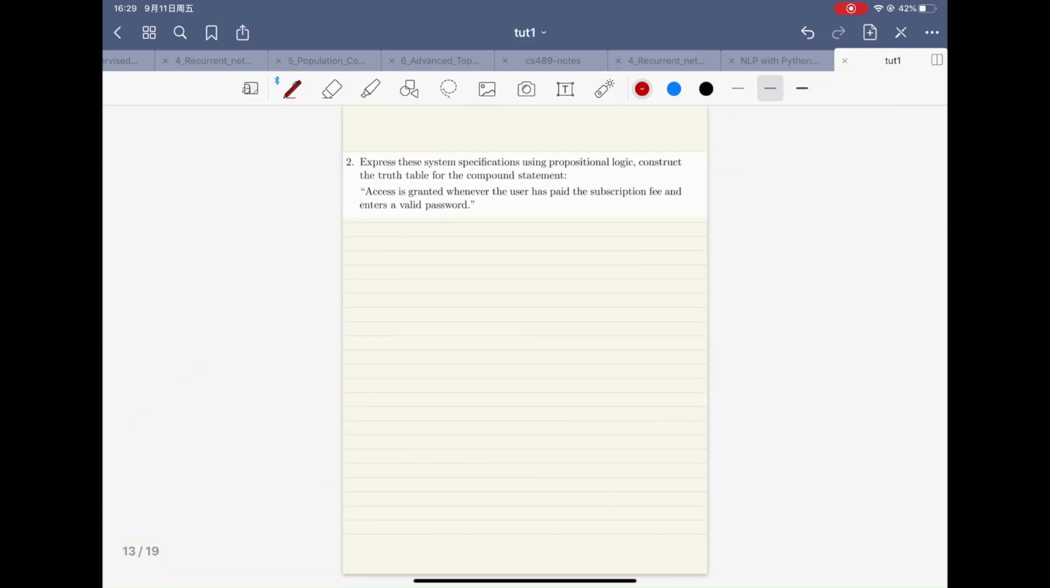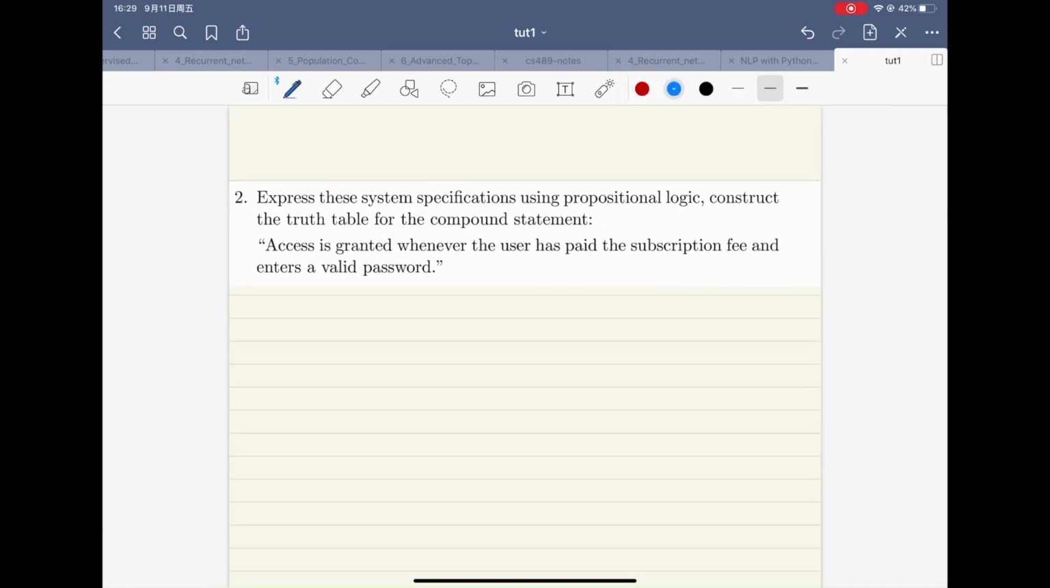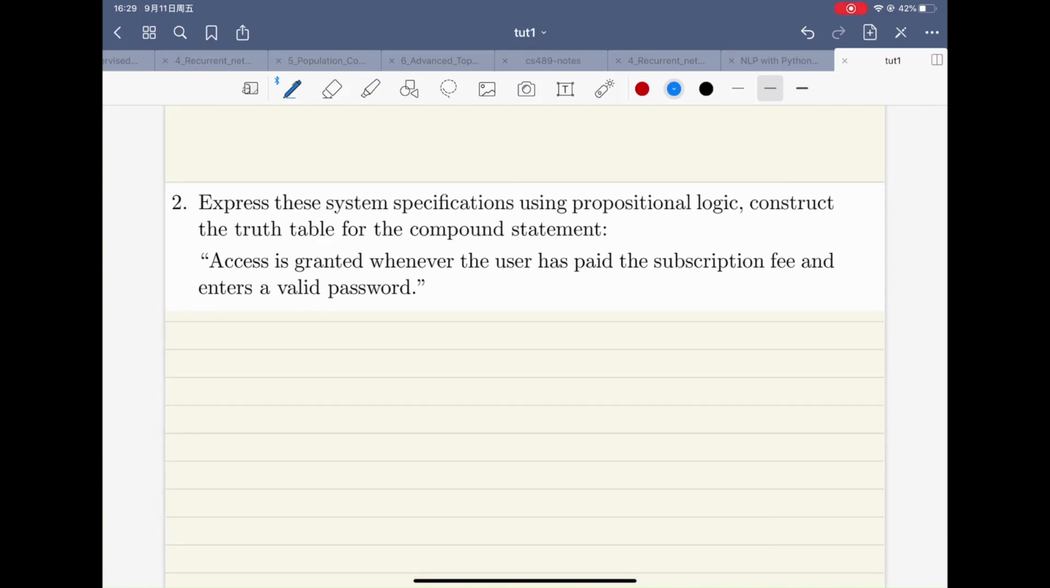Okay, let's move to the second question. Question 2. Question 2 asks you to extract the system specifications using propositional logic. Construct the truth table for the compound statement. Let's see the statement. Access is granted whenever the user has paid the subscription fee and enters a valid password.